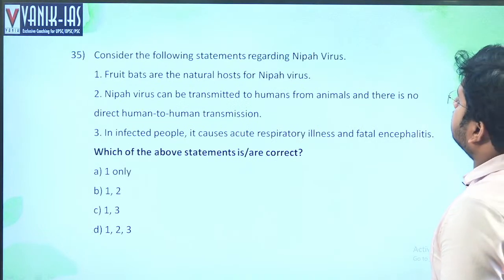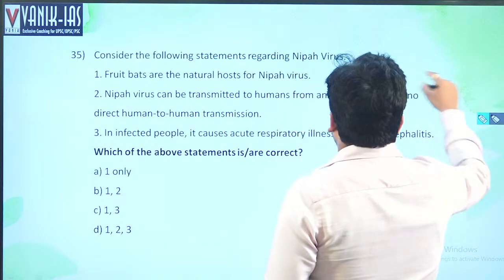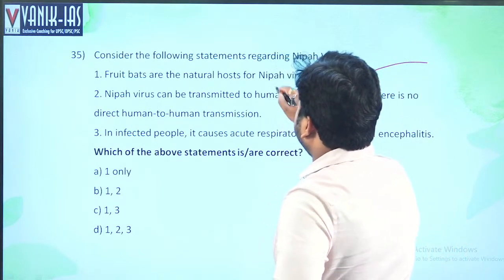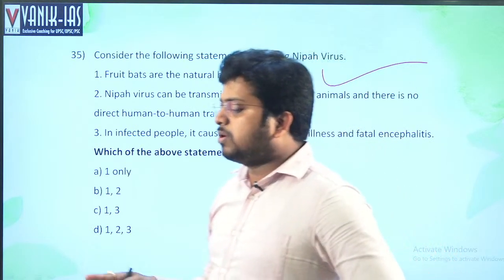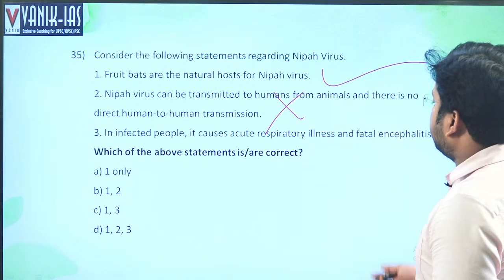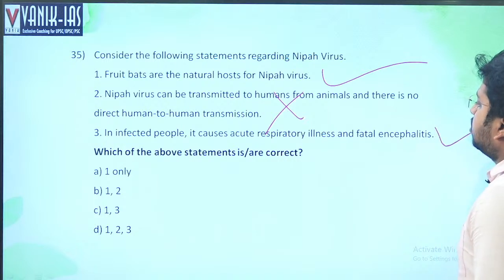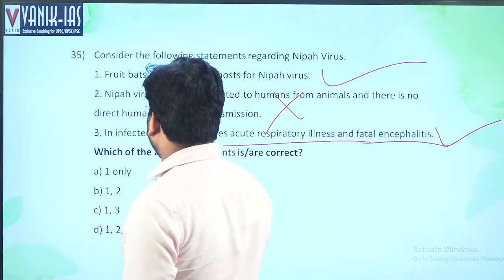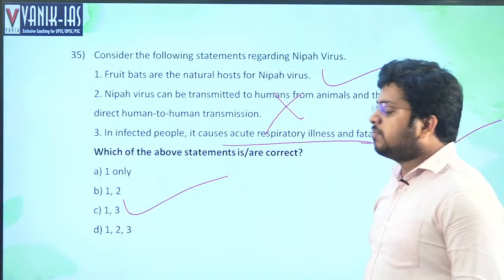Consider the following statements regarding Nipah virus. Fruit bats are the natural hosts of Nipah virus. This is right. Nipah virus can be transmitted from animals to humans, and there is no direct human-to-human transmission. This is wrong. It can be transmitted directly from human to human, though usually it is transmitted from fruit bats. In infected people, it causes acute respiratory illness and fatal encephalitis. So options 1 and 3 are right regarding Nipah virus, which is a zoonotic disease, meaning it is transmitted from animals to humans.